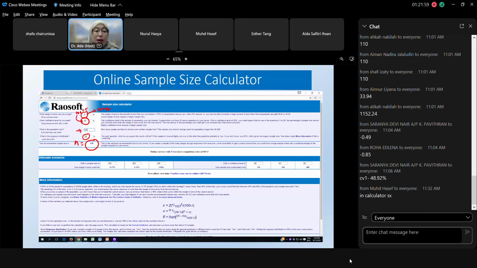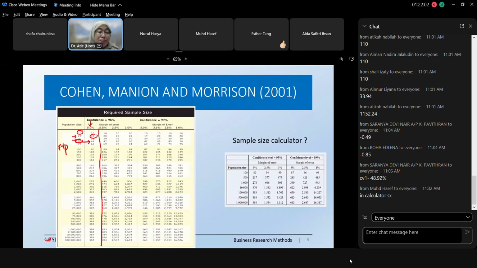Okay, so let's go back. We have 500 people. Look at the table here. This is how we do it manually. If you can see almost the same number, 500, it says that you need to take 217. But the calculator, the ROSOF, is more accurate. So it says 218 people. Okay. Is everybody okay? Semua okay ke? Faham ke?